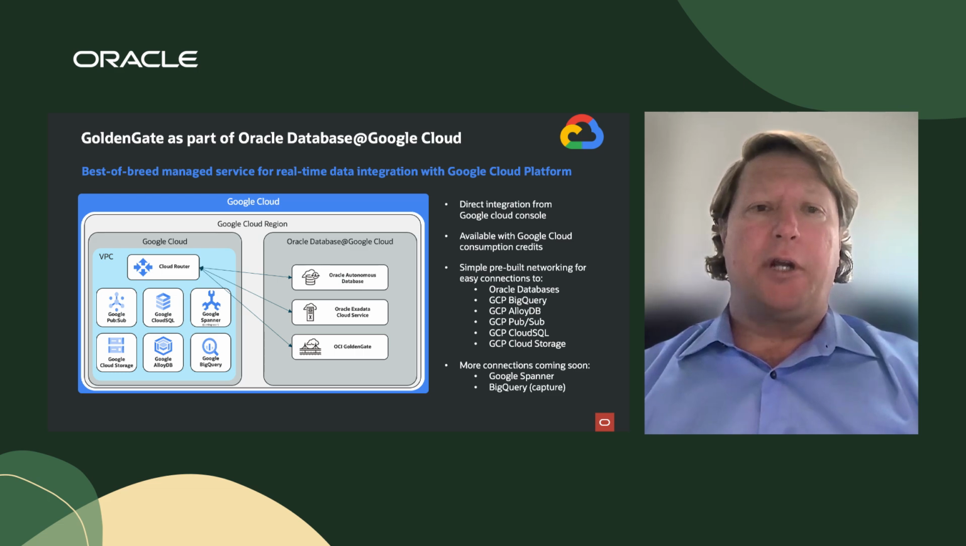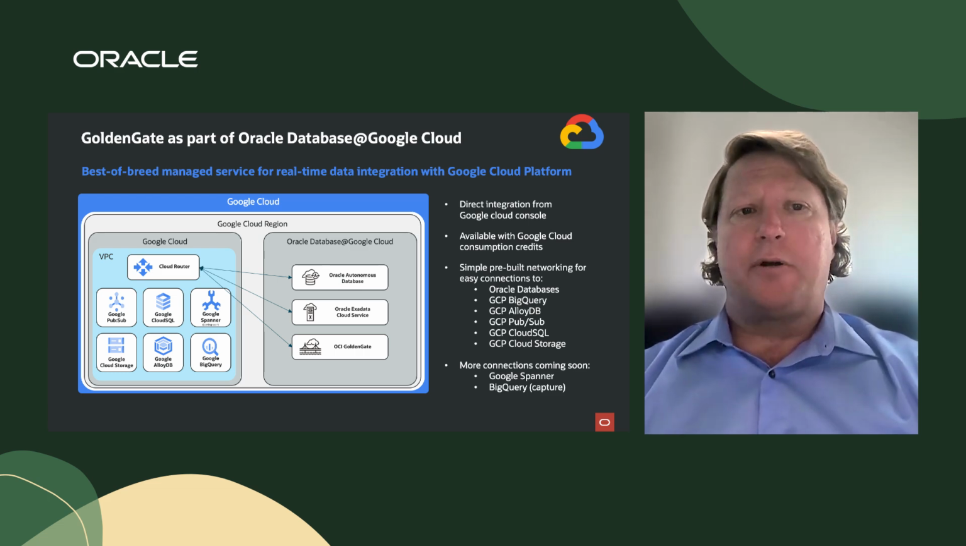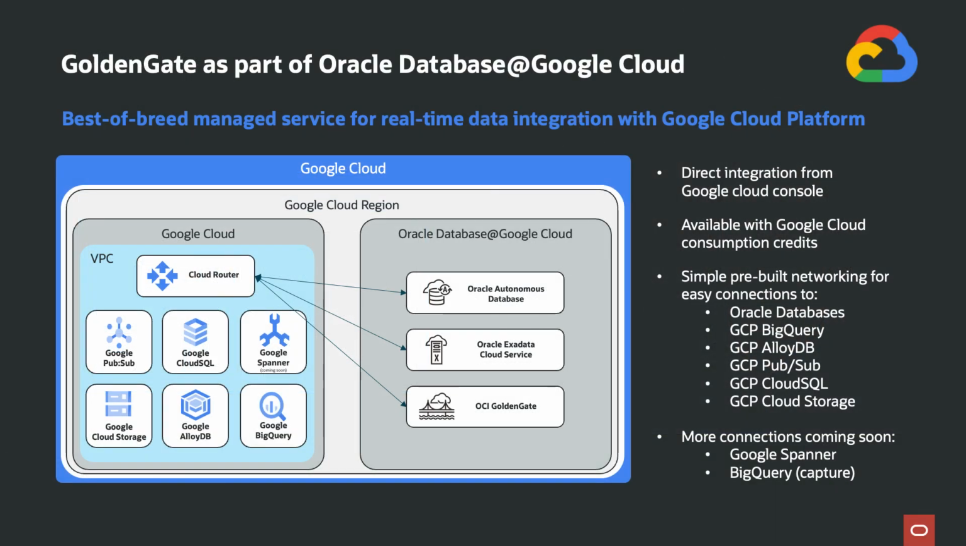There are a couple of quick announcements that I wanted to make as part of this. So Oracle has announced a partnership with Google Cloud where they're going to be providing Oracle databases within the Google Cloud infrastructure. And GoldenGate is also part of that. So in the near future, you'll be able to see OCI GoldenGate as part of the Oracle Database at Google Cloud partnership. And this includes the fully managed version of GoldenGate, and you'll actually be able to pay for this using your Google Cloud credits.